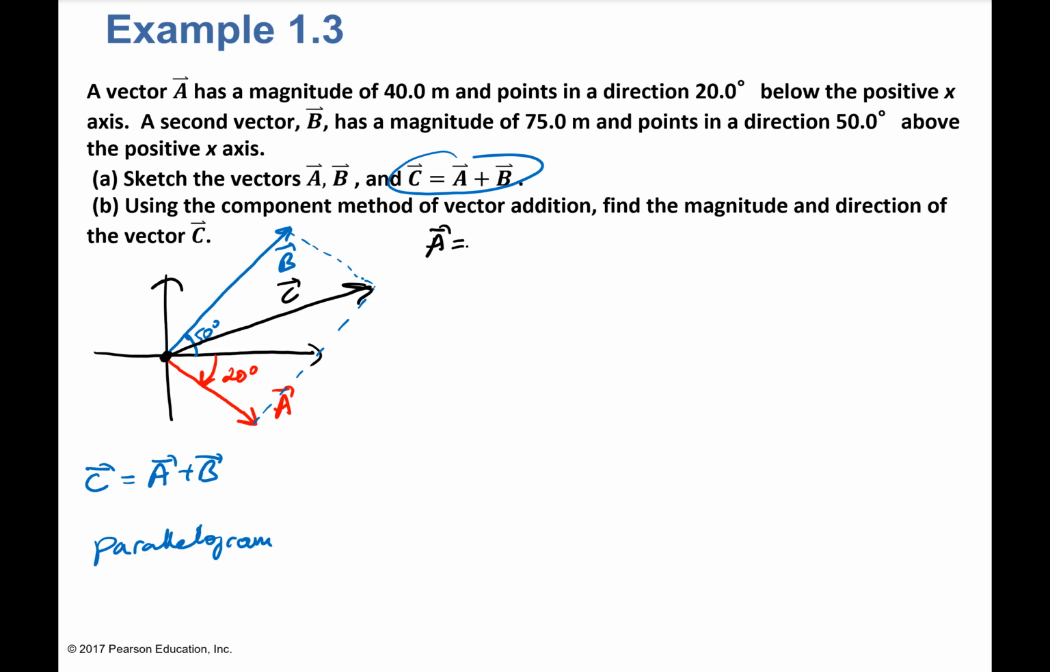Remember, we are given vector A, and what I have here is 40 meters, and theta here is given as 20 degrees. It's below the x-axis, but right now I can write it as 20 degrees. And I can write vector B equals 75 meters, and theta B here is equal to 50 degrees. So this will be the first step, to do the graph.